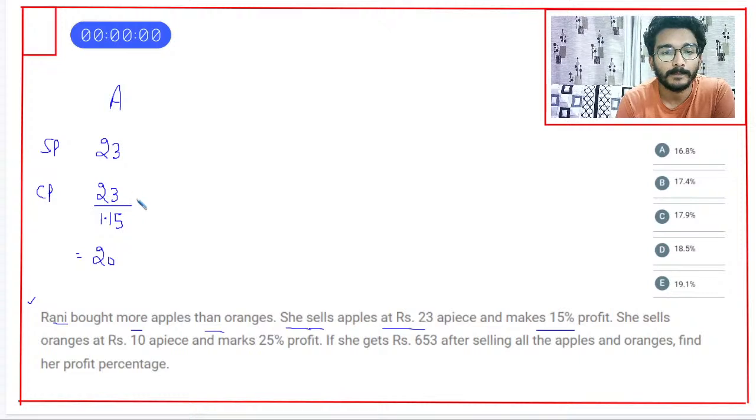So the cost price is 20. It is for apples, and then for oranges it is 10 rupees at 25%. So 10 divided by 125%. It is 5 by 4. 8 rupees.